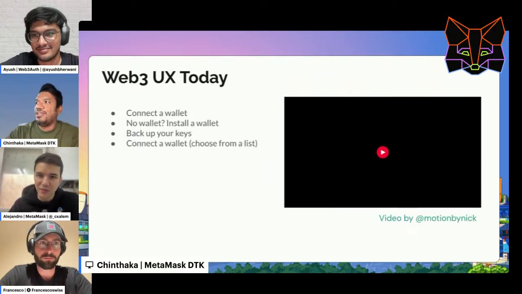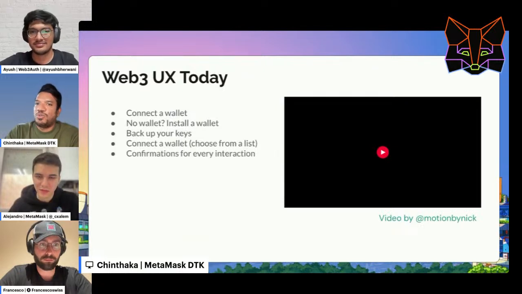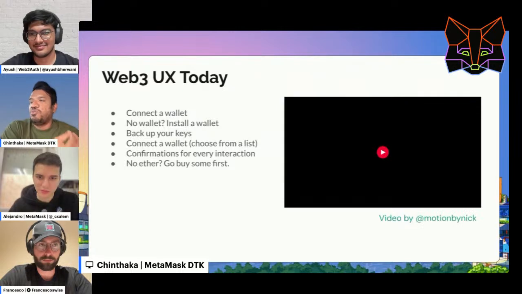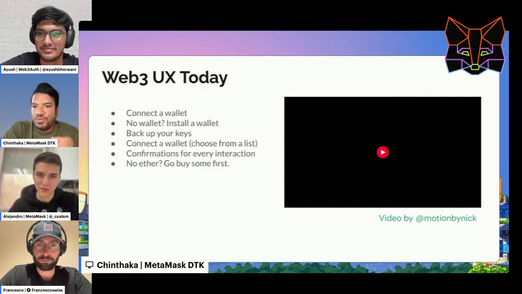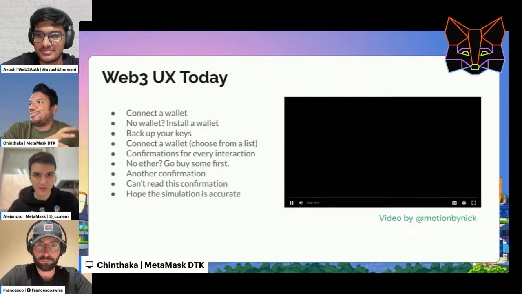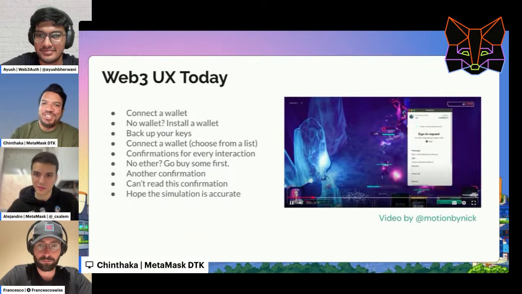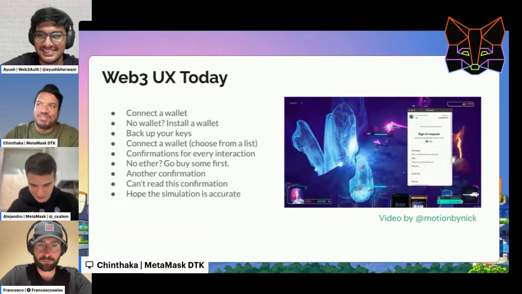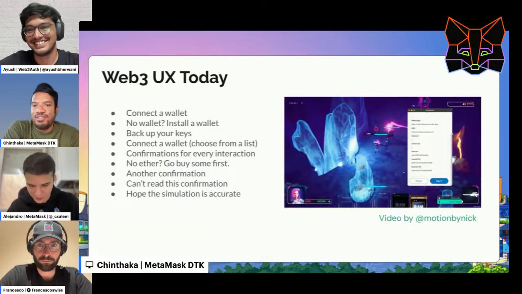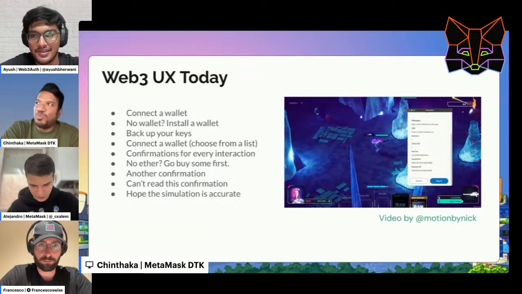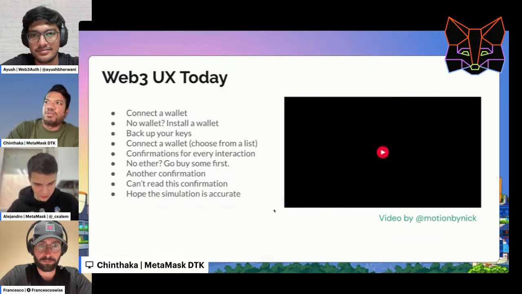You have to do that, then connect the wallet to the app, and confirm every interaction, like signing messages when you're in the app. And if you don't have ether to pay for the gas, you have to fund the account first, so that you can pay for the gas to interact with the blockchain, and confirm. So it looks like this. It's funny, because we are just sharing this, but this is the current UX with regular wallets, with multiple confirmations from time to time. It's not smooth, so let's make it better with DTK.